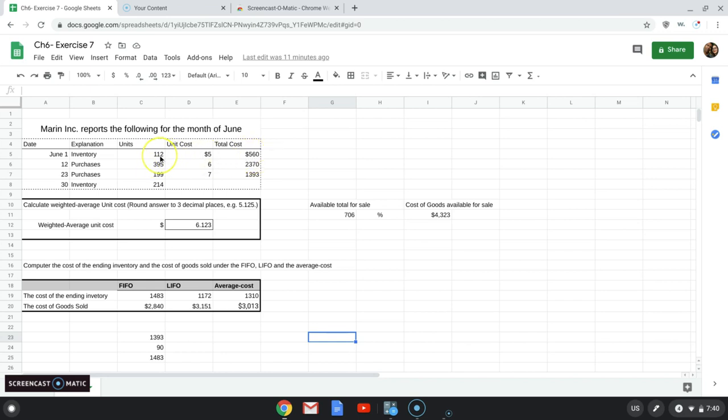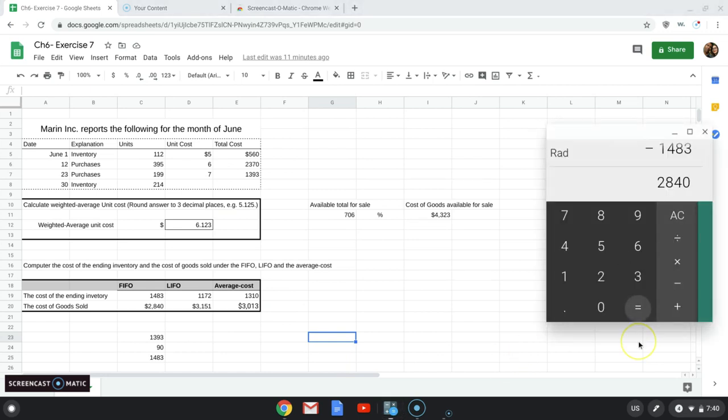Now we're gonna get the difference of the first inventory and the last. So it's 214 minus 112, 102 times 6 equals 612 plus the 560 equals 1,172, which is here, and that is the answer of the ending inventory of LIFO.